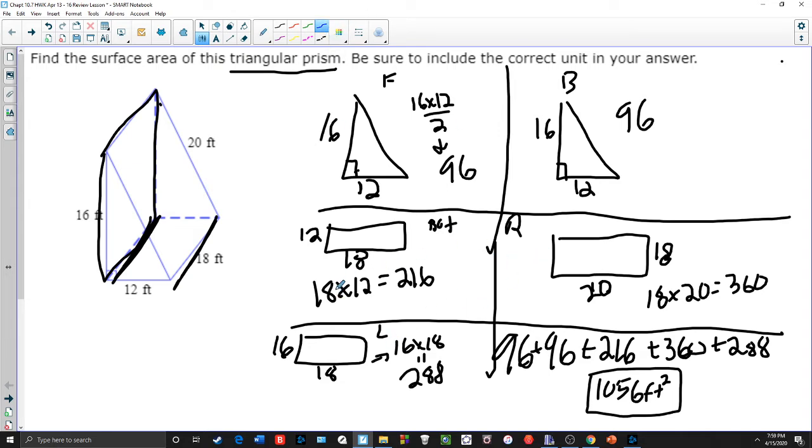So in this case, my common number was 18. So this rectangle had an 18, this rectangle had an 18, and this rectangle had an 18. So they're always going to have at least one common number between all rectangles. So you can use that to make sure that you're getting your numbers placed right, and use that rule as a guide.